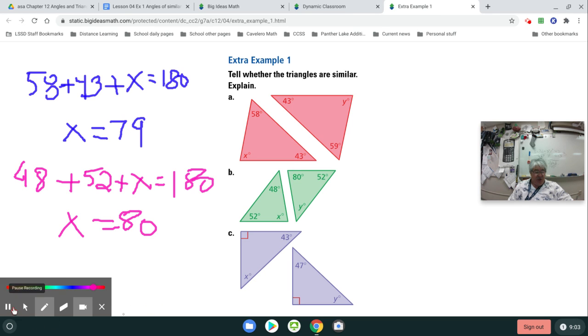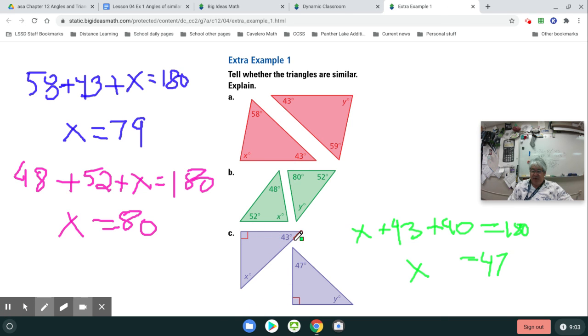This x over here. So you have x plus 43 plus 90. That's supposed to be a 90, sorry. Is equal to 180. That means that x over here is equal to 47. So yes, you got a 47, you got a 90. Over here, you got a 47, you got a 90. The third angles must be equal. Yes, they're similar. Great.